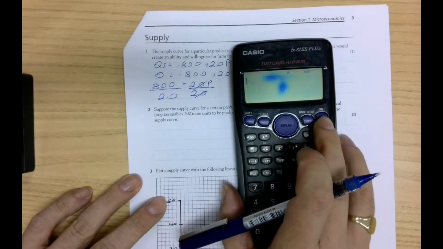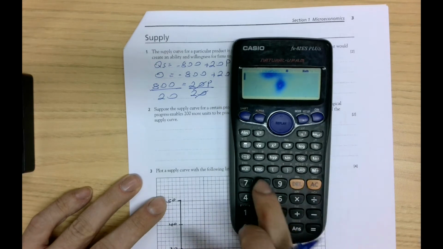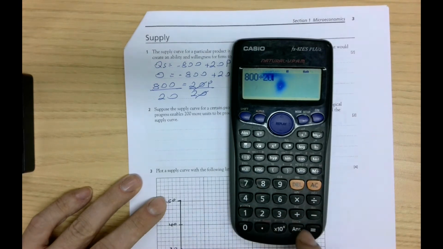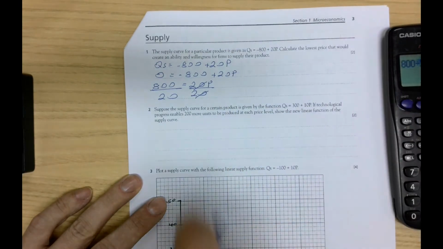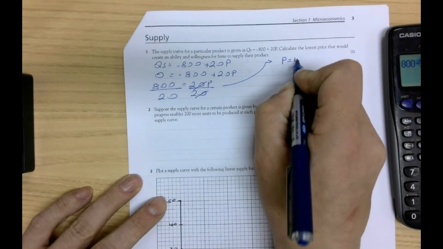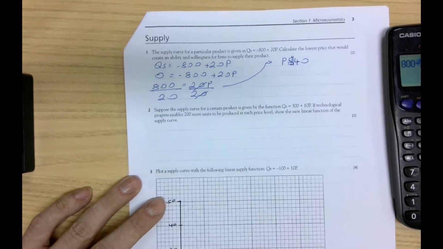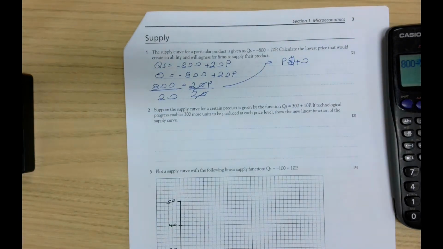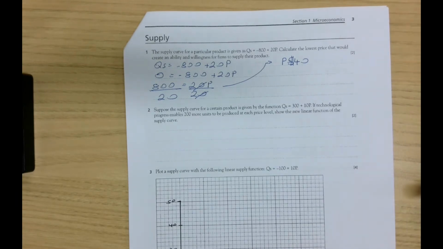Yeah, okay, just that when you are in an exam, you will be tired, okay? And that is when you can make simple mistakes. So P equals 40 or $40, okay? That's 5 by 8, 40, yeah. Anything above that is when supply starts to occur, okay?